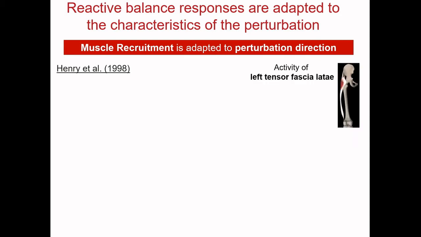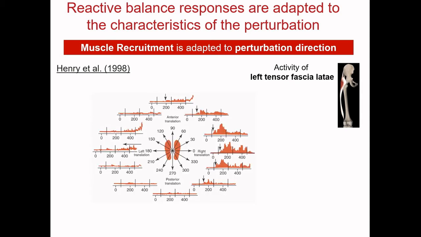To understand these results, we'll first look at a part of them. We'll first look at data for one muscle, the left tensor fasciae latae. Here we see the EMG time series for the left tensor fasciae latae in response to 12 different directions of perturbation. At the top, we see the response to the anterior platform shift that induces a backward sway of the body. We can see that the EMG activity we get in response to this perturbation is minimal.